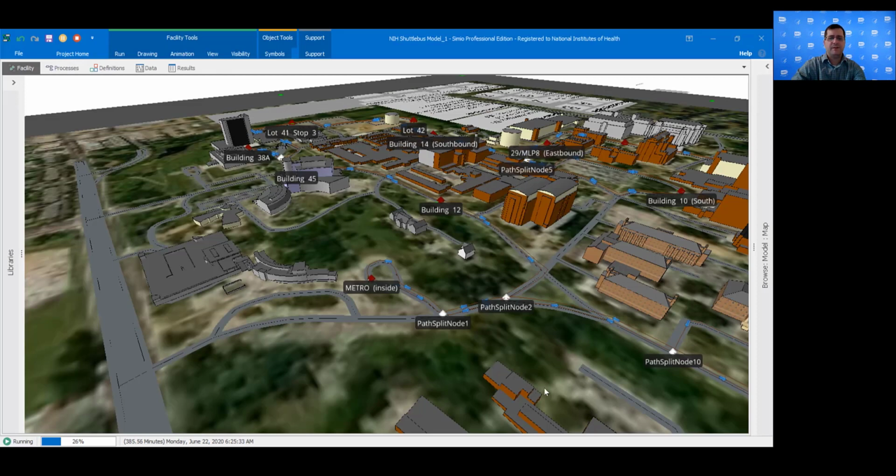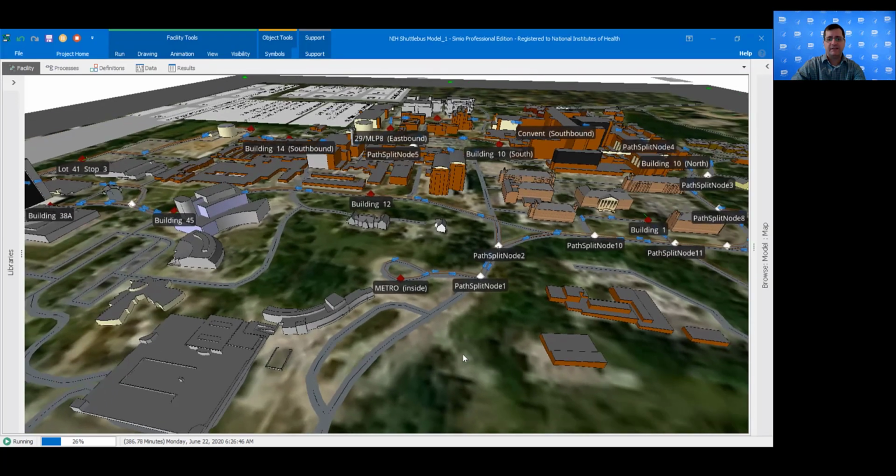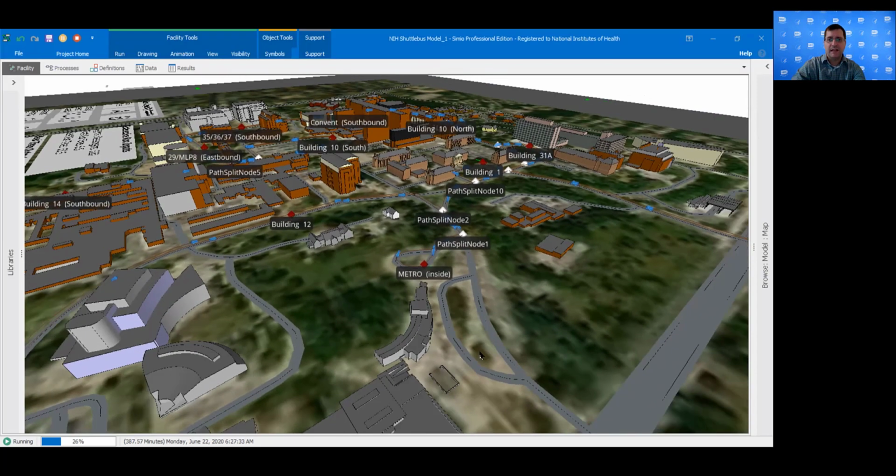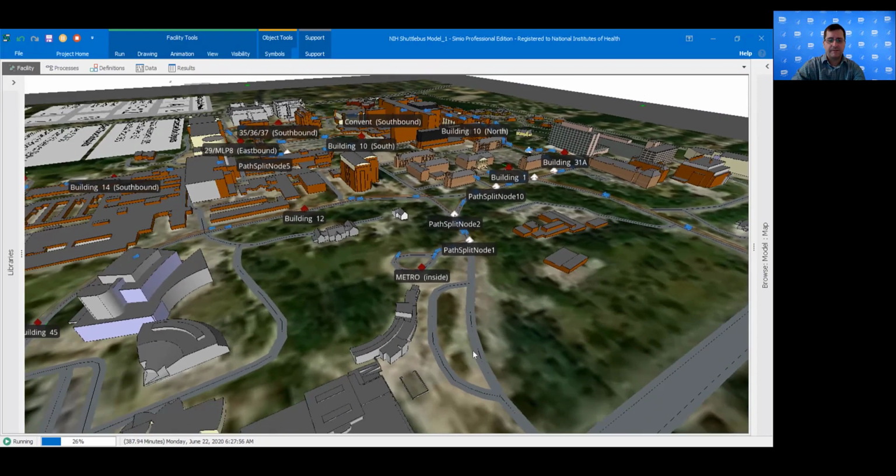So now I will demonstrate briefly some of the features and capabilities of the model. For the main campus, we had a digital vector image of the building exteriors and road network from previous projects that we were able to utilize and build upon in this model.